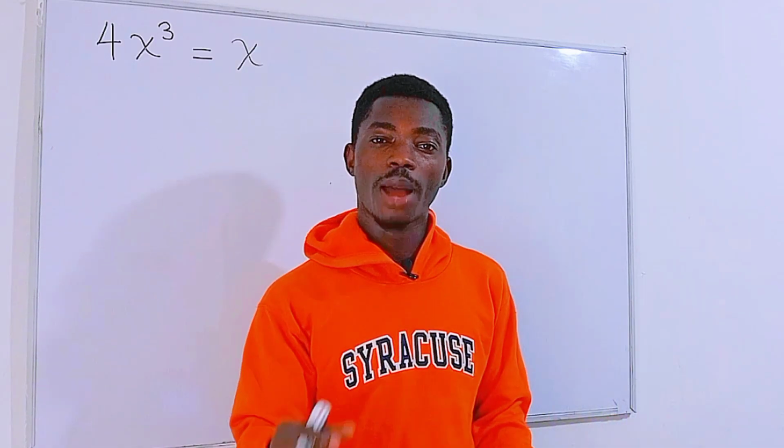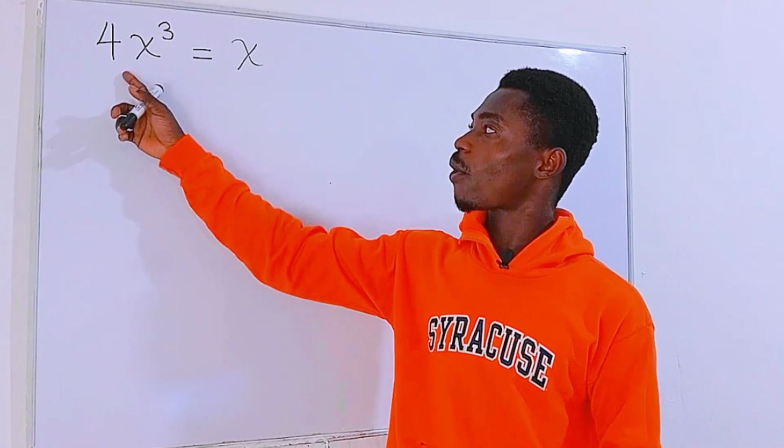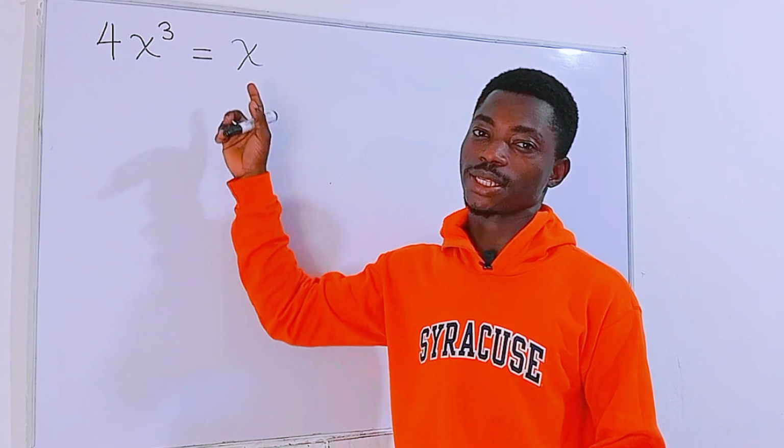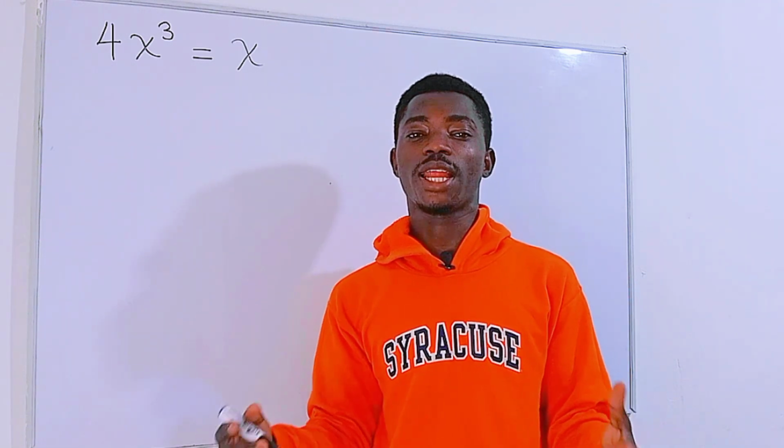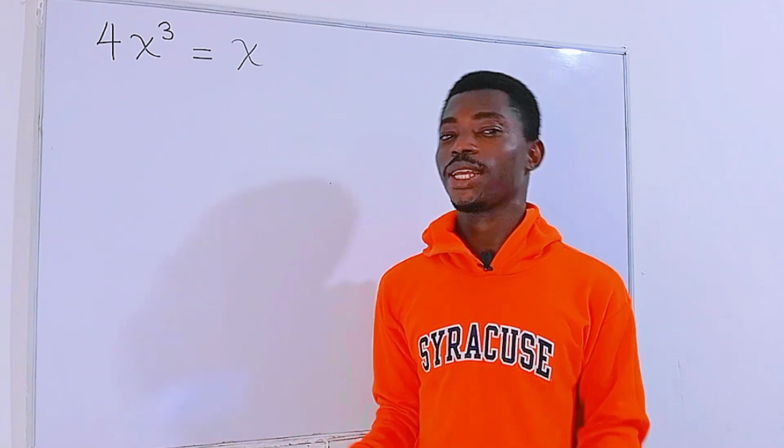Hello guys and welcome. Today we have this question right here: 4x cubed is equal to x. Let's find the value of x and then let's show how the graph of this function is going to be.